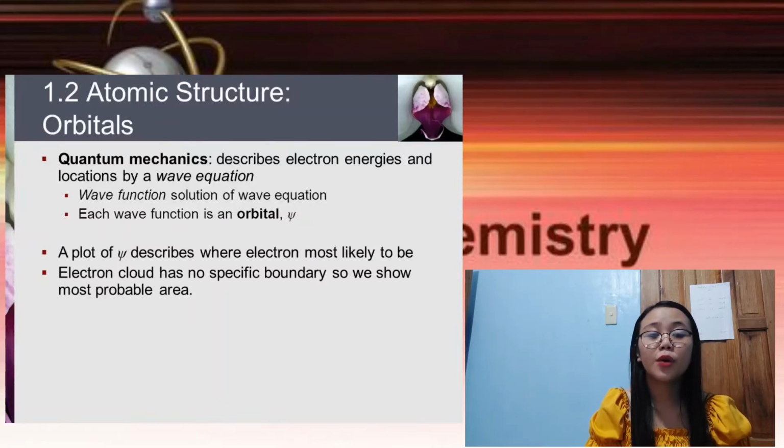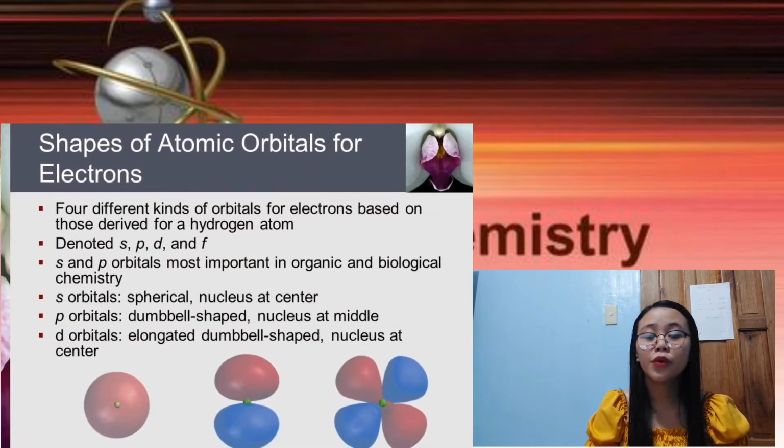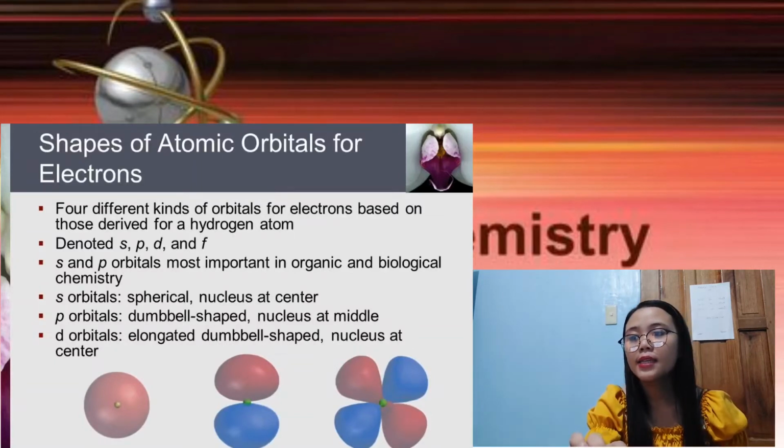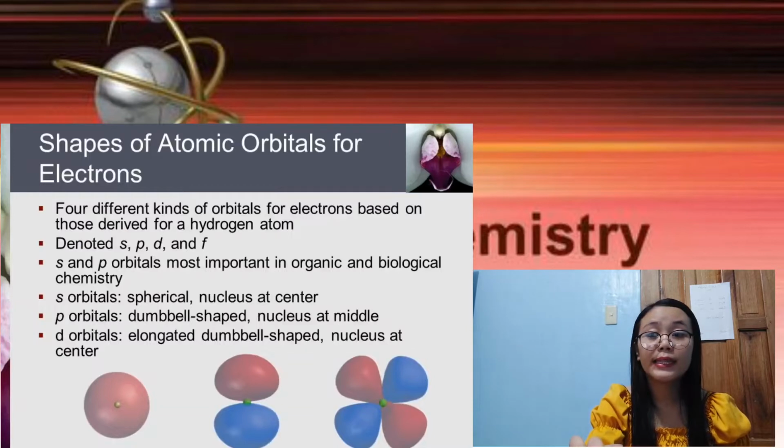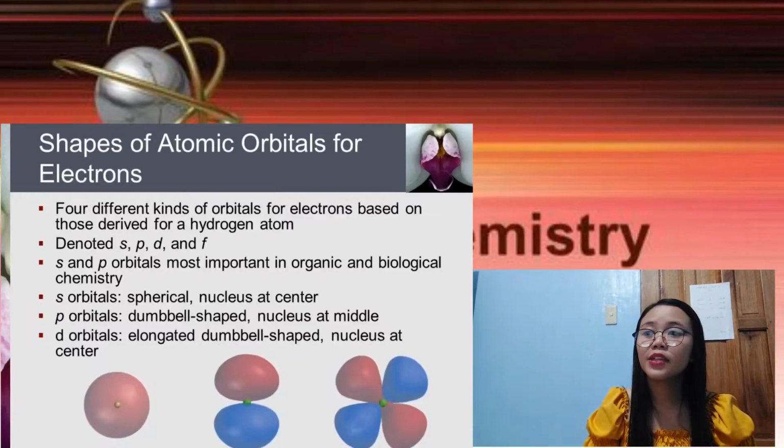Okay, the shapes of atomic orbitals for electrons. There are 4 different kinds of orbitals for electrons, based on those derived for a hydrogen atom, denoted s, p, d, and f. When we say s and p orbitals, these are most important in organic and biological chemistry. The s orbital is spherical with the nucleus at the center. p orbitals are dumbbell-shaped with the nucleus at the middle. And the d orbitals are elongated dumbbell-shaped with the nucleus at the center.